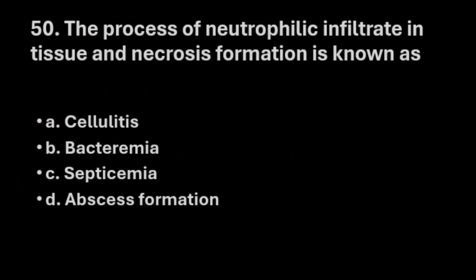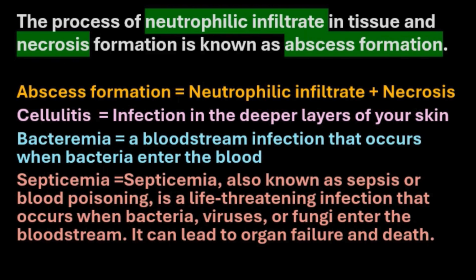Next question. The process of neutrophilic infiltrate in tissues and necrosis formation is known as: option A, cellulitis; option B, bacteremia; option C, septicemia; and option D, abscess formation. The right answer here is option D, abscess formation. The process of neutrophilic infiltrate in tissues and necrosis formation is also known as abscess formation.